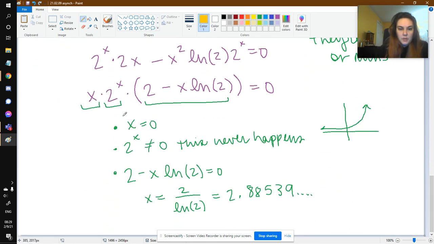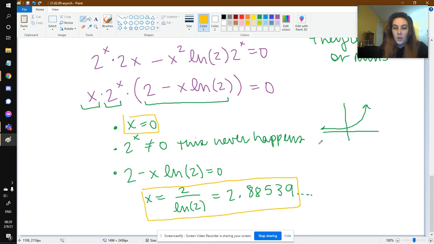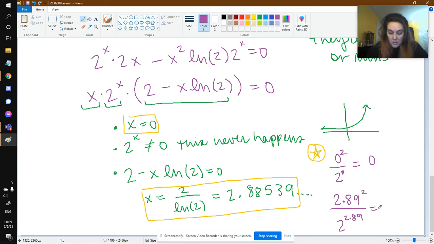So we've got our two x's. We've got x equals 0, and we've got x equals this 2.8 number. So over here, I'm going to plug these into the original function. What is 0 squared over 2 to the power 0? It happens to be 0. Easy. And then I'm going to say, what is 2.89 squared divided by 2 to the power of 2.89? It's 1.127. So it looks like this is our minimum.